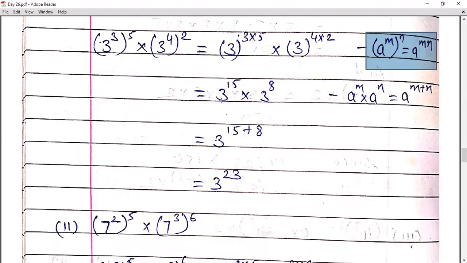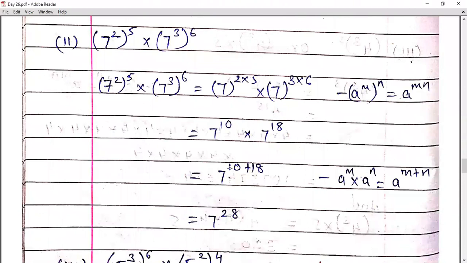Now 3 raised to 15 multiplied by 3 raised to 8. Here the bases are the same and the two numbers are being multiplied, so I will use the law a raised to m into a raised to n equals a raised to m plus n. When numbers are multiplied, we add the powers. So here 3 raised to, the powers will get added up, 15 plus 8 will give you 23. So your answer will be 3 raised to 23.